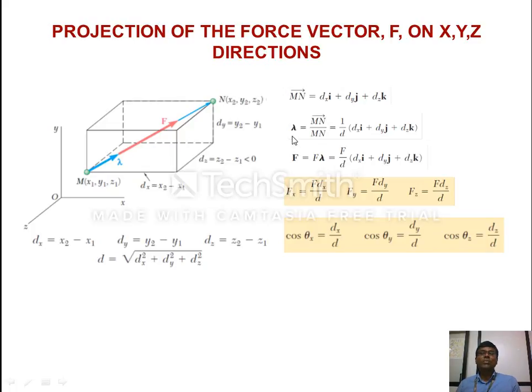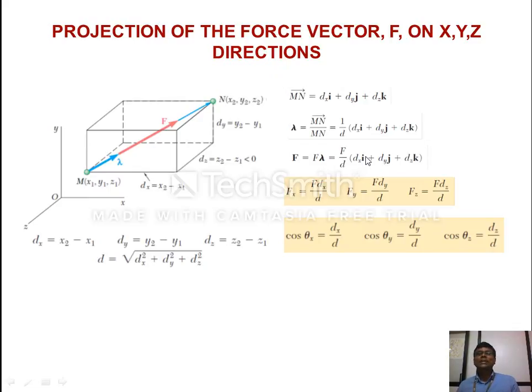If you want to find out a unit vector of the direction of this vector MN, what you have to do is take the MN vector divided by the magnitude of that. The magnitude, we know, is d. Now you substitute that, and you can get the force, in the magnitude, into the unit vector of that direction, which is acting from M to N.